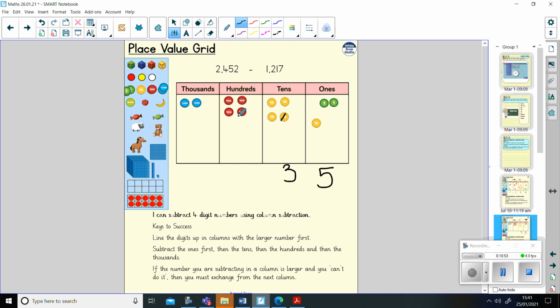I've got 4 hundreds and I'm taking 2 away, which leaves me with 200s. And then I've got 2000s and I'm taking 1 away, which leaves me with 1000. And the answer to the calculation is 1235.